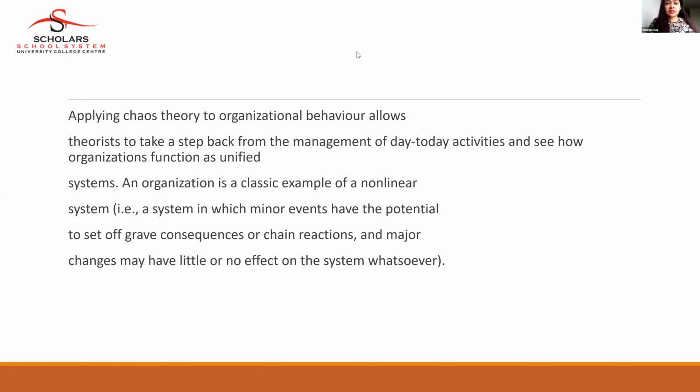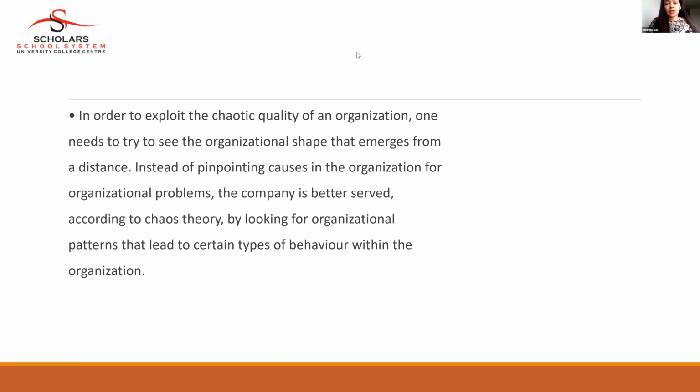in a collaborative system. So an organization is a classic example of a nonlinear system, that is a system in which minor events have the potential to set off grave consequences or chain reactions, and major changes may have little or no effect on the system whatsoever. So chaotic theory is sometimes in place in organizations so that if there are any adverse situations, people can manage the situation within the organization.